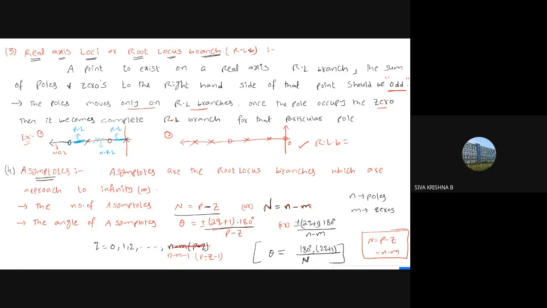Use any one word only, that means any one vocabulary, either n minus m or p minus z, whatever it may be. Here n stands for poles and m stands for zeros. Poles minus zeros always. That is not going to be changed. Okay now? Have you made it? Guys, respond.